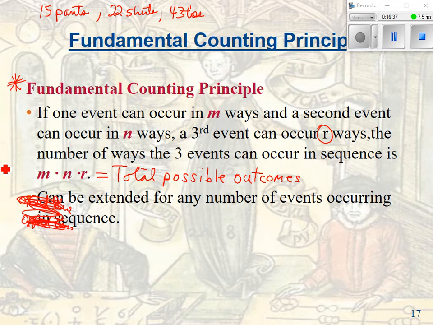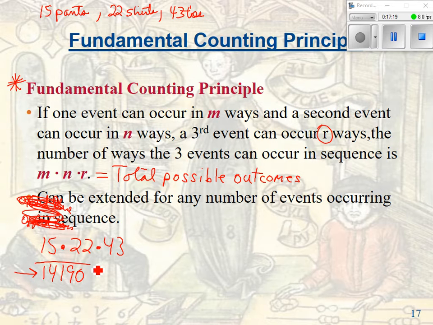So all we have to do to find the total possible outcomes: how many different pairs of pants do I have to pick from? 15. So I can do 15 times how many shirts? 22 times how many ties? Somebody multiply that for me. 14,000. So how many different outfits could I put together out of my closet there at the house? 14,190.